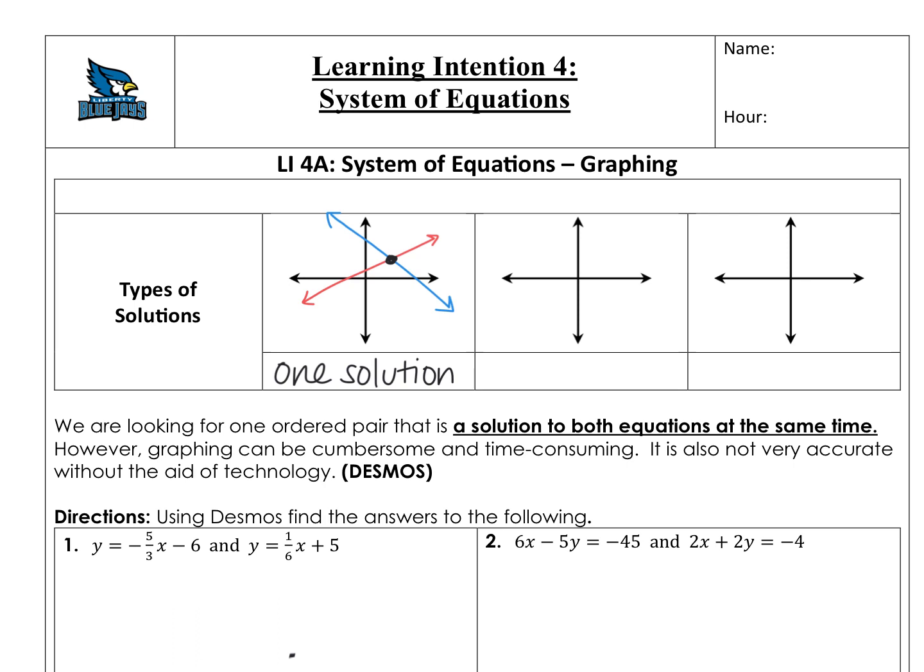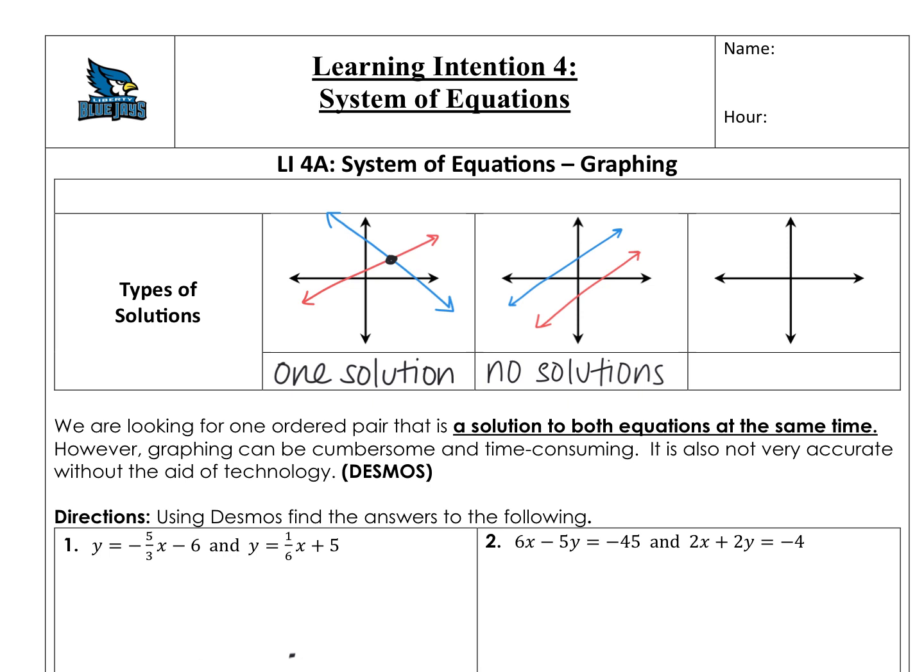Okay, the other kind of solution you could have is no solutions, and that's when the lines are never touching. Oh man, I didn't do a very good job. Let's try again. Parallel. Okay, so these lines are parallel, they never touch, which means that they will never intersect, which means they will have no solutions. The picture is the most important part, so make sure you draw that.